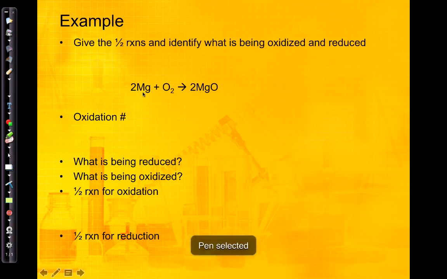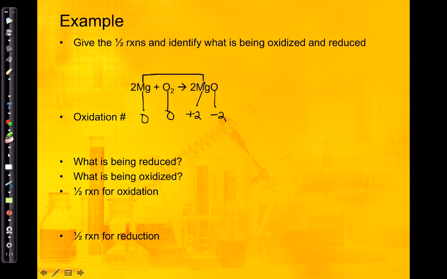Okay, first thing, determine the oxidation number. So it's 0 for something that's by itself. Same thing for the O2, it's by itself. Now oxygen is going to be negative 2 here. Magnesium will be a positive 2. So now if I look at magnesium, it goes from 0 to a positive 2. The oxidation number went up. It is oxidized.